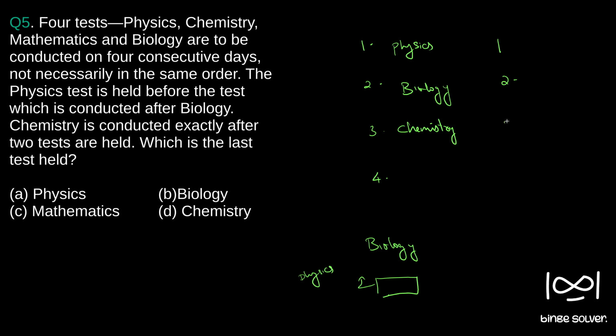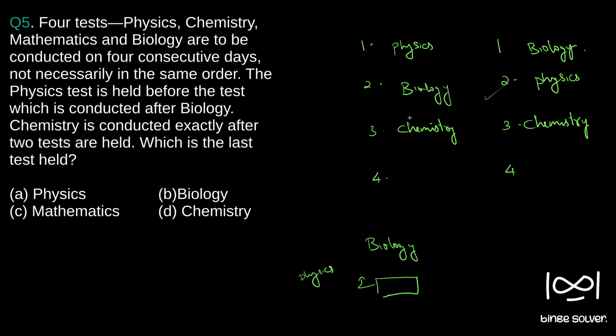The third case is chemistry for sure, and fourth, physics comes here and biology comes first. So in this scenario also, physics is coming after. If you read this, the physics test is held before the test which is conducted after biology. Let chemistry be that test conducted after biology, and physics comes before chemistry. In this scenario also, the given information is true. In this scenario also this information is true.